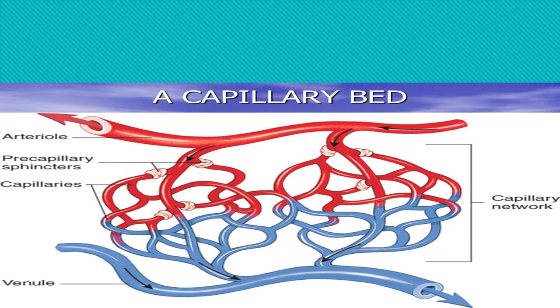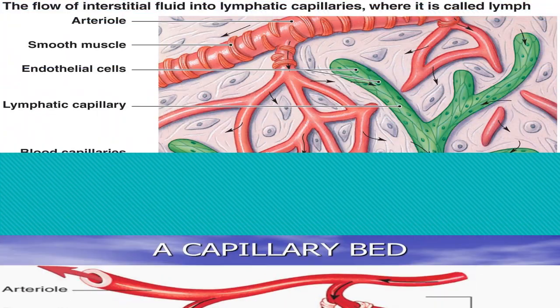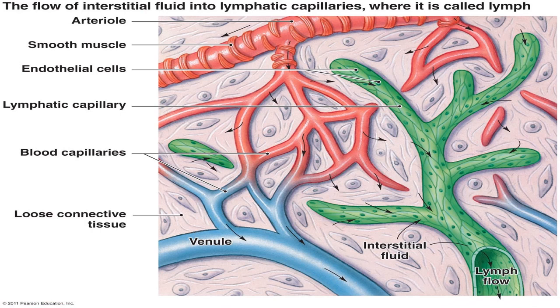This is an example of a capillary bed: arteriole, precapillary sphincters, capillaries, then the capillary network and the venule. You can also see here the flow of interstitial fluid into lymphatic capillaries, where it is called lymph. This is the arteriole, small artery, then smooth muscle, endothelial cells, lymphatic capillary, blood capillaries, loose connective tissue, venule. So that is the interstitial fluid and the lymph flow.